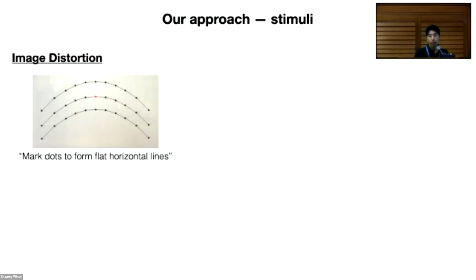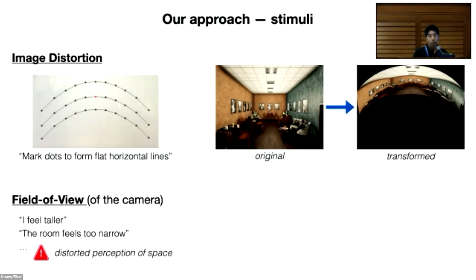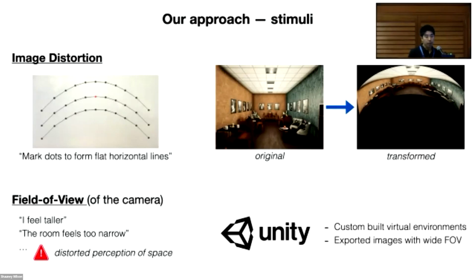So to correct this, we developed a computational method that warps an image in the reverse direction. And we also noticed that the image ratio really matters, especially the field of view of the camera that took the image. For some images without a compatible field of view, seeing them in the full field made subjects feel like they were way taller, or gave some kind of very weird distorted perception of space. So for this, we generated all our stimuli using custom-built virtual environments in Unity, where we can export images with a wide field of view.